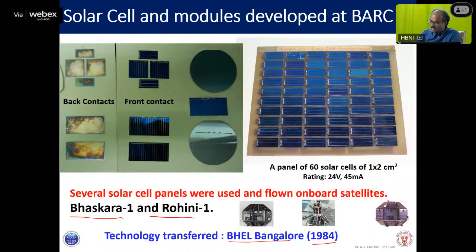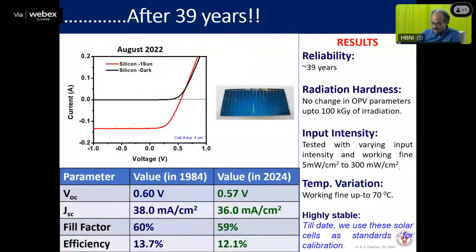And after nearly 40 years, these solar cells are still working. So I will just show you the IV curve of these solar cells, just to compare, and it will give you an idea how stable these silicon solar cells are. So the values of some of these solar cells are VOC was 0.6 volt, the short circuit current was 38 milliampere per centimeter square, the fill factor was 60%, and efficiency was 13.7%. These are the values which I have taken from the standard technology transfer document available at our center.